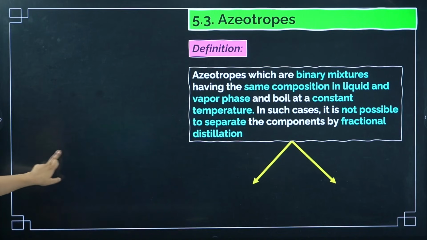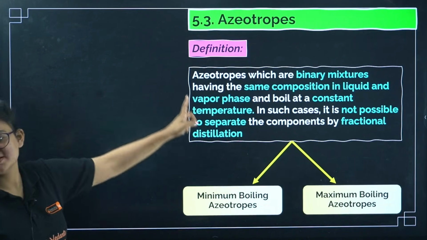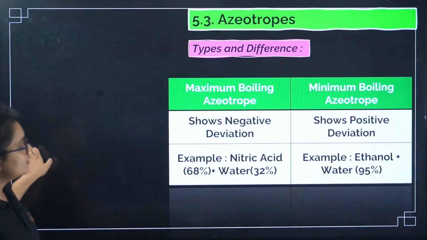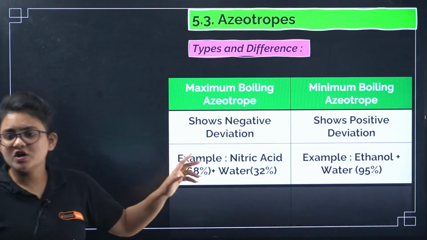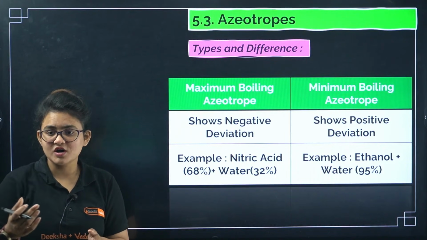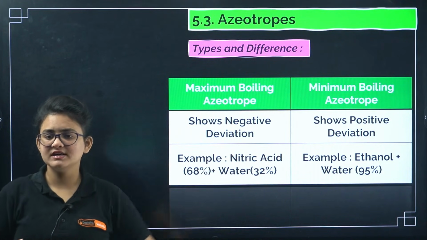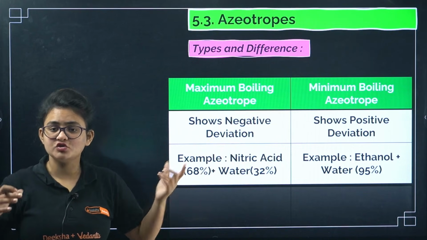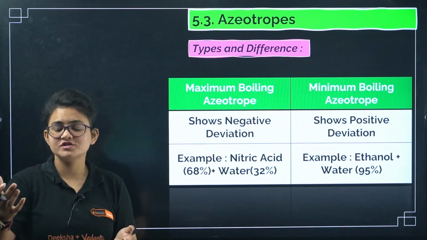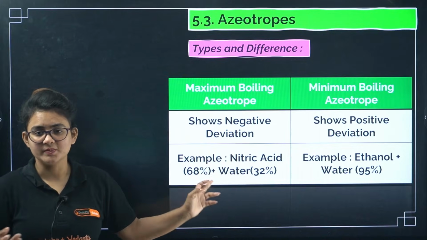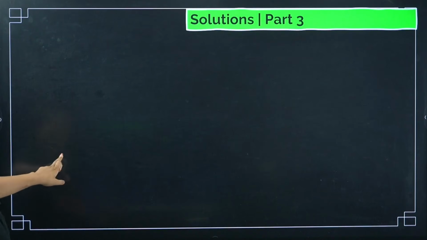Okay, let's proceed. Here also come two types of azeotropes: minimum boiling azeotropes and maximum boiling azeotropes. So what is a minimum boiling azeotrope? A minimum boiling azeotrope shows positive deviation from Raoult's law. One example is given, you can see ethanol and water. Maximum boiling azeotropes show negative deviation from Raoult's law, and the example is nitric acid and water. I guess it's clear. Let's proceed further.